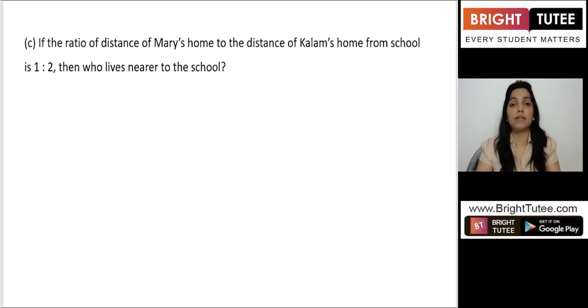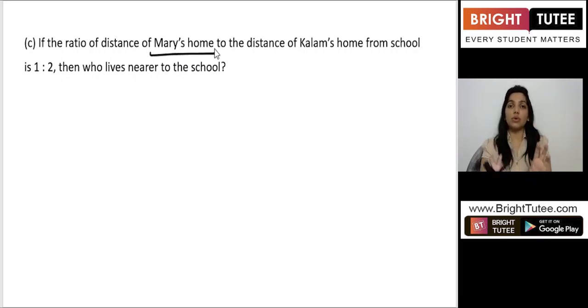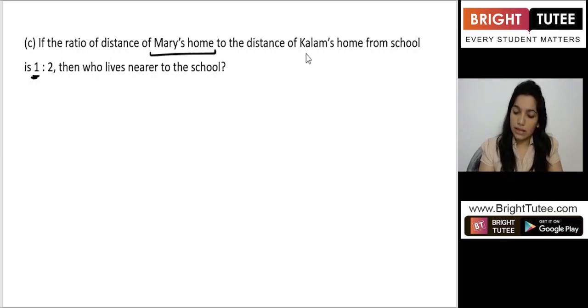Let's do the C part. It says if the ratio of distance of Mary's home to the distance of Kalam's home from school is 1:2. Now we are changing the ratio because we are not comparing Mary's and John's distance from school anymore. Now we are comparing Mary's distance and Kalam's distance from school. So Mary's distance is represented by 1 and Kalam's home is represented by 2 in the ratio.